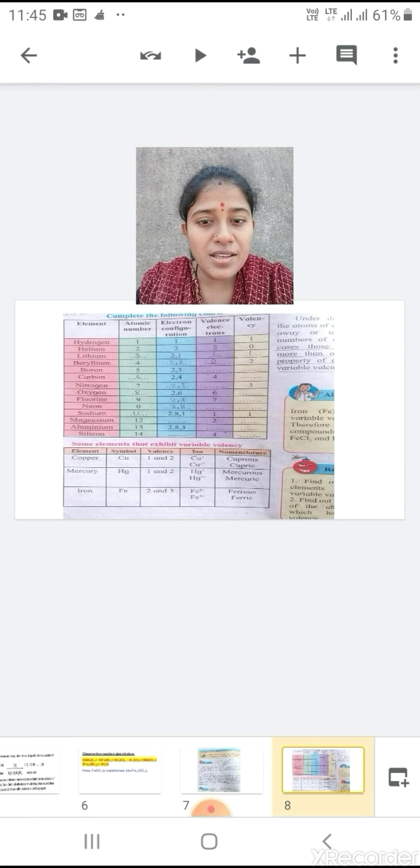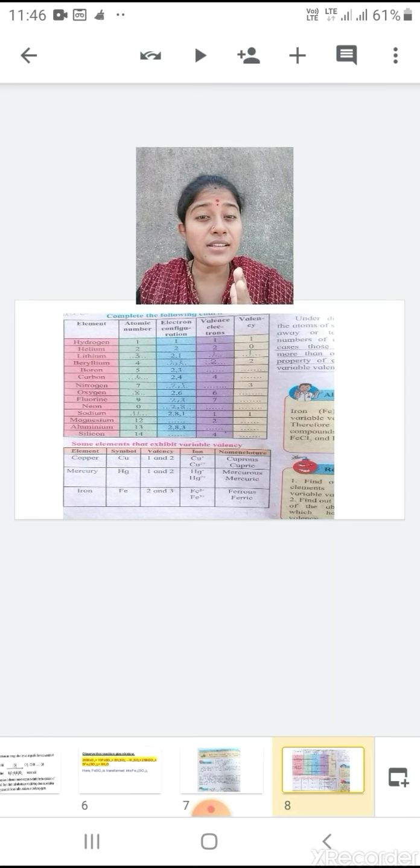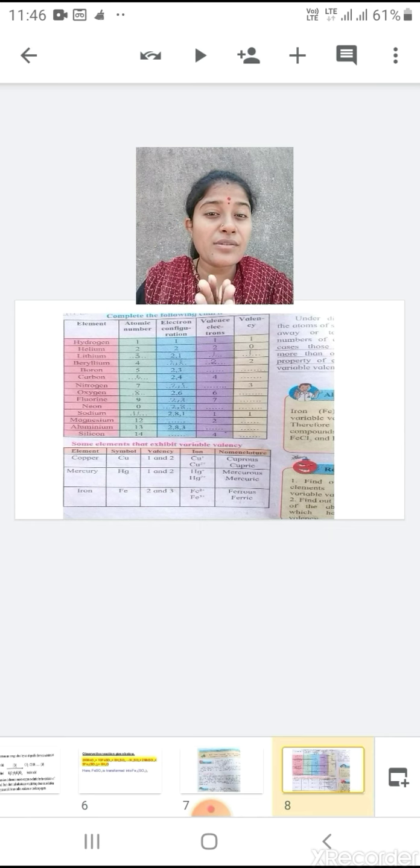So you can see here copper is Cu plus and Cu2 plus, two valencies, 1 and 2. Mercury also has valency 1 and 2. Iron has valency 2 and 3. And that is why the charges developing on it are Fe2 plus and Fe3 plus. You remember in this chapter we have studied about radicals. It's a short recap. Until and unless you remember all those things, it is very difficult for you to understand the further concept.